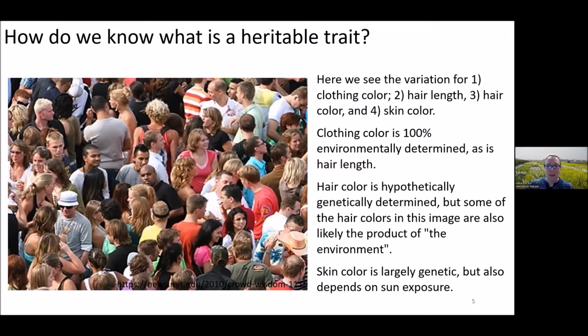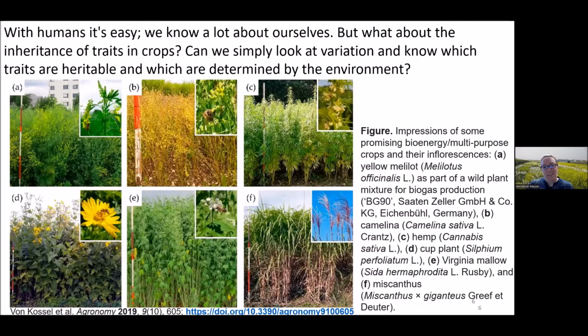So which of the individual characteristics that we're looking at are ones where we would expect it to be inherited from the parents to the progeny and which ones not. So with humans, it's pretty easy. So we know a lot about ourselves. But when we're looking at the inheritance of traits in crops, this can be a little bit more complicated. It's not necessarily the case that we can simply look at variation and know which traits are heritable and which are determined by the environment.